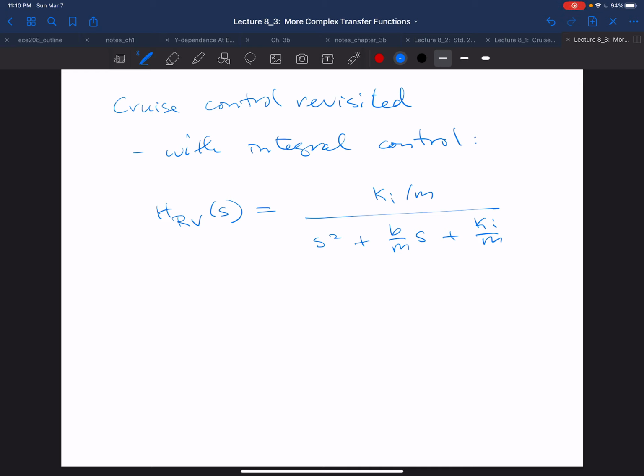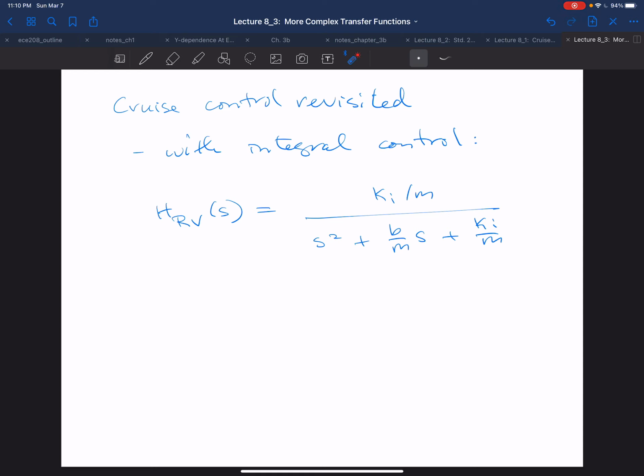So, in light of our analysis of the standard second order system, the integral control is helpful, but it may not solve all of our problems. Again, the transfer function that we end up with in that case is exactly of the form of the standard second order system. So, in the underdamped case, we know exactly what its impulse and step responses are going to look like, and what we saw in the last video.